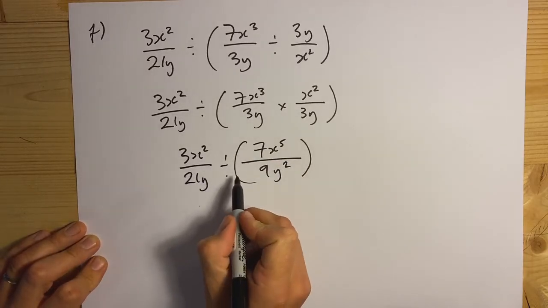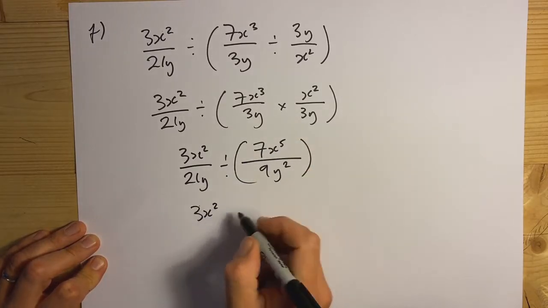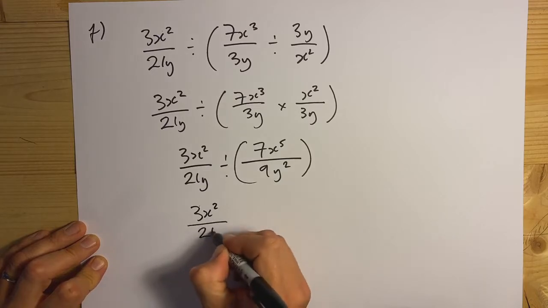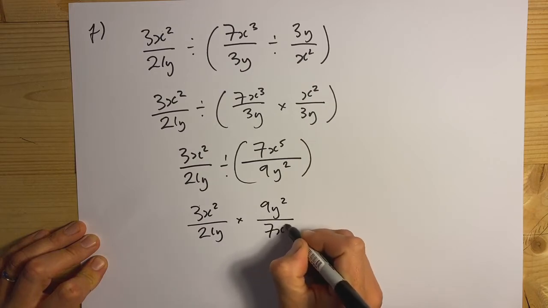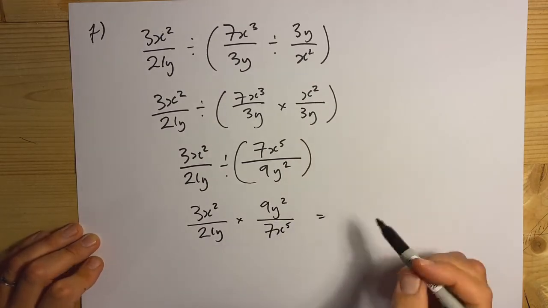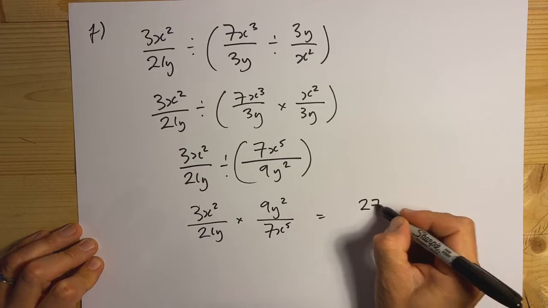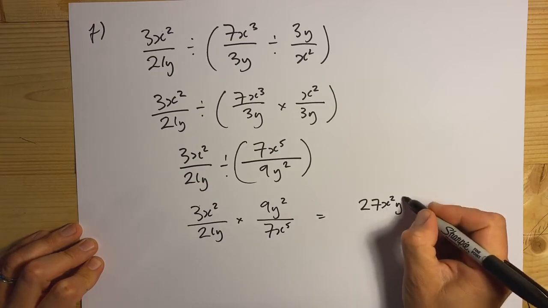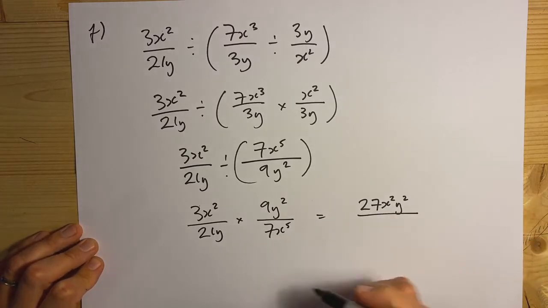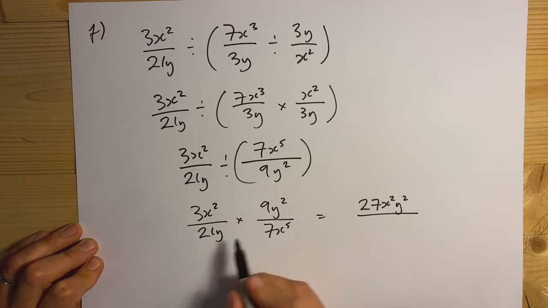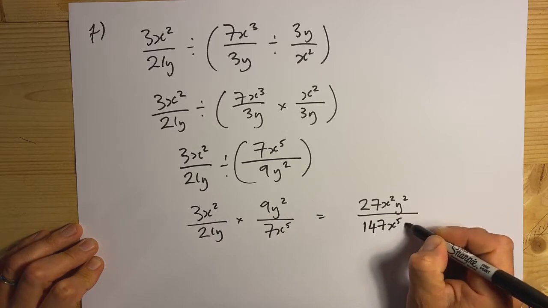So now we'll do our same trick again. We'll replace this divide sign by a multiply sign by turning this the other way up. 3x squared over 21y multiplied by 9y squared over 7x to the 5th. Okay, bit of mental arithmetic here for you. 3 times 9 is 27. 27x squared y squared divided by 21 times 7. Now that's 147. So you can think that 7 times 20 is 140, plus 1 times 7 is 7. So it's 147 x to the 5th y.